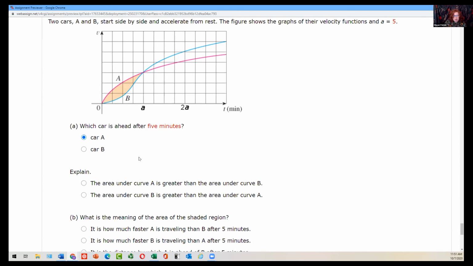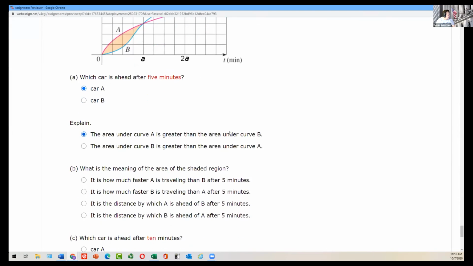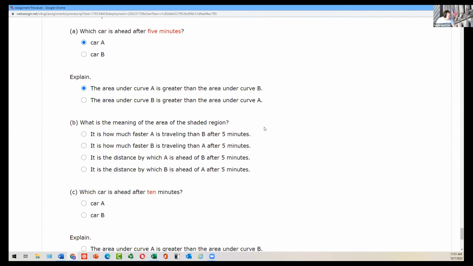Because the area under A is greater than the area under B, and the area under the curve represents the displacement. Yep, and you're done. Which is why you pick that dot. And what is the meaning?